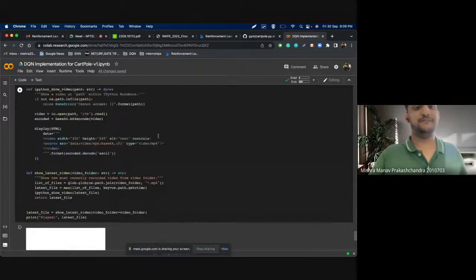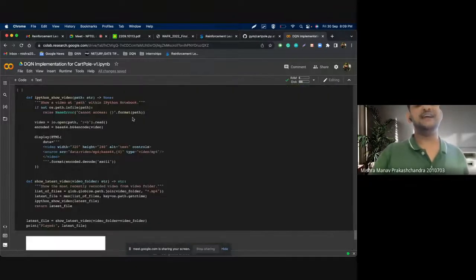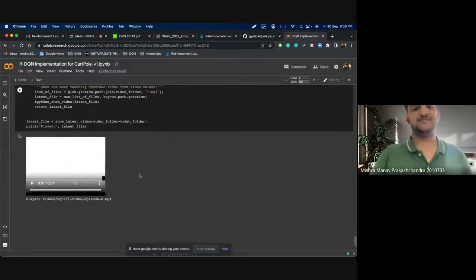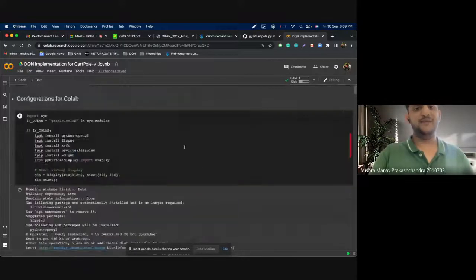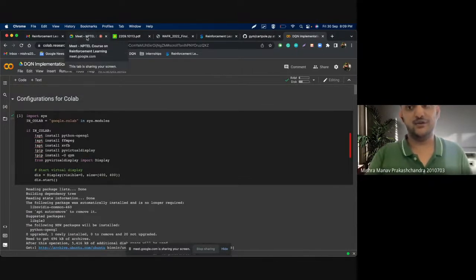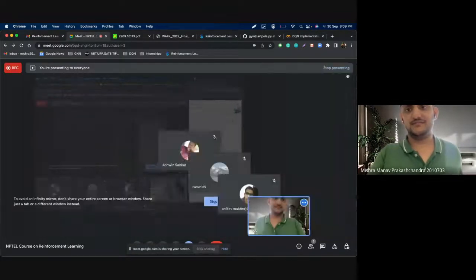So you can take this code and play around, maybe train it for more episodes, more time steps, and eventually you can see some performance. So this is a Colab DQN implementation using PyTorch. So yeah, that's all I had for today. I think I'm already over time. This class was about DQN.